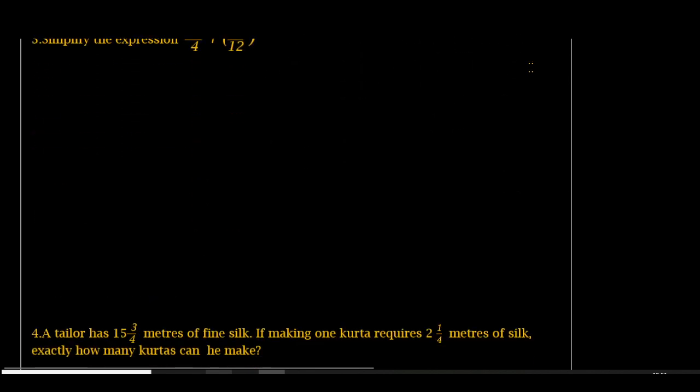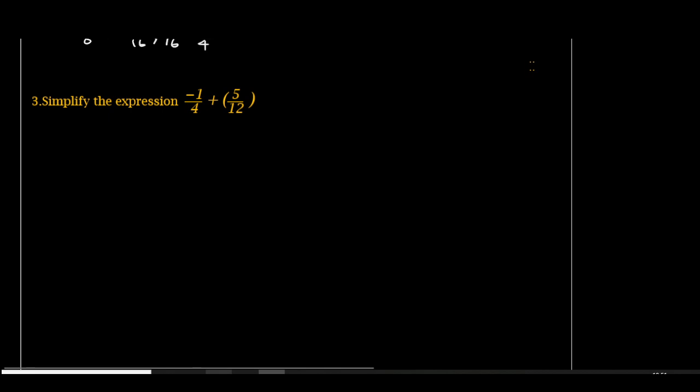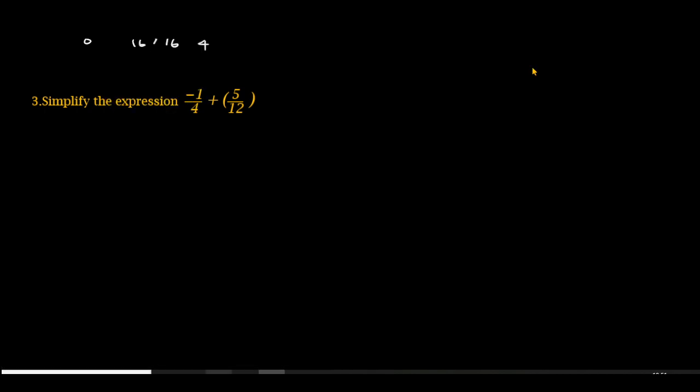The next question: simplify the expression. This is very easy. You saw it in the previous exercise itself. So how to do this? That is minus 1 by 4 plus 5 by 12. So addition, minus 1 by 4 plus 5 by 12. They are unlike rationals, so the denominator must be the LCM. 4 and 12 belong to the same table, so the greater number is the LCM.